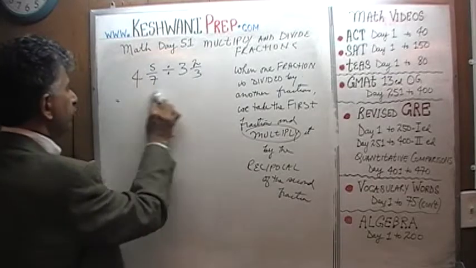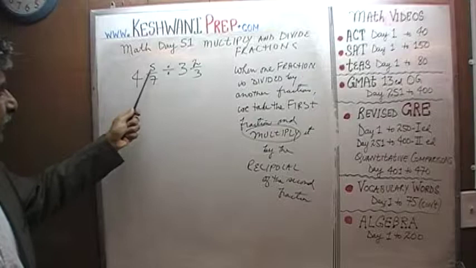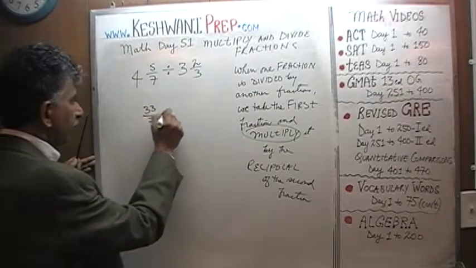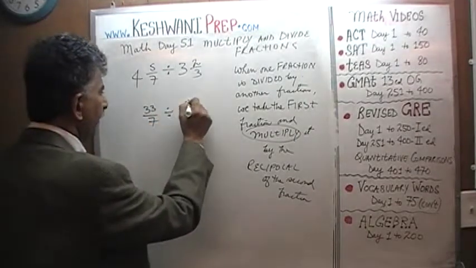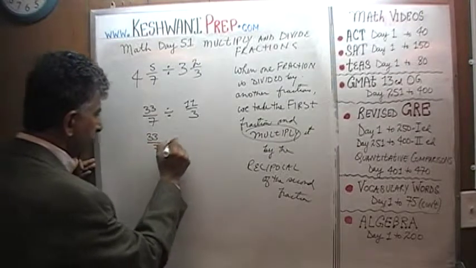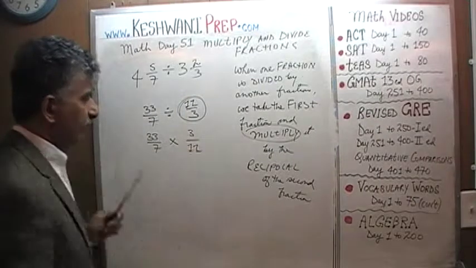So here we had one more time very quickly. 4 times 7 is 28, 4 sevens are 28, 28 plus 5 is 33. So we end up with 33 over 7 divided by 3 times 3 is 9, 9 plus 2 is 11. 11 divided by 3, which is going to be same as 33 over 7 times 3 over 11. 3 over 11. This thing is turned upside down.